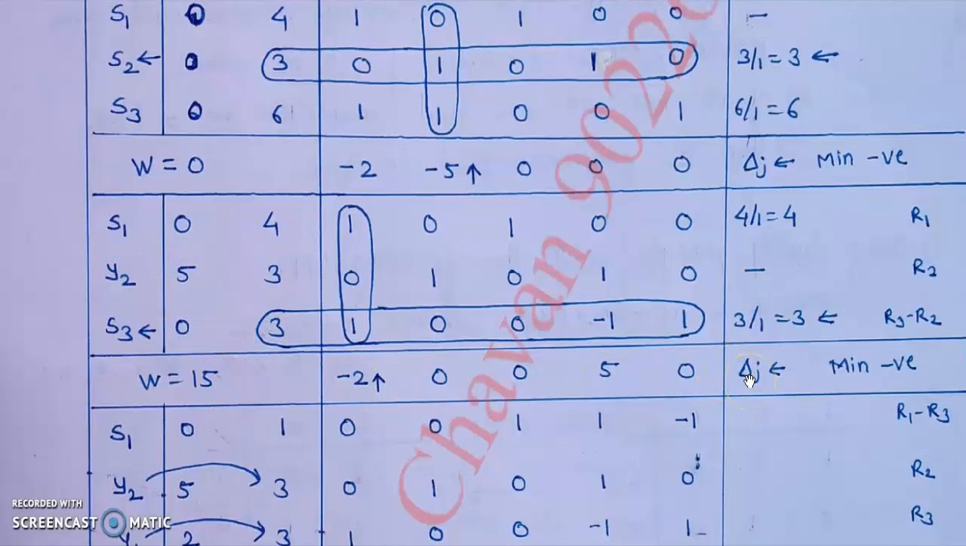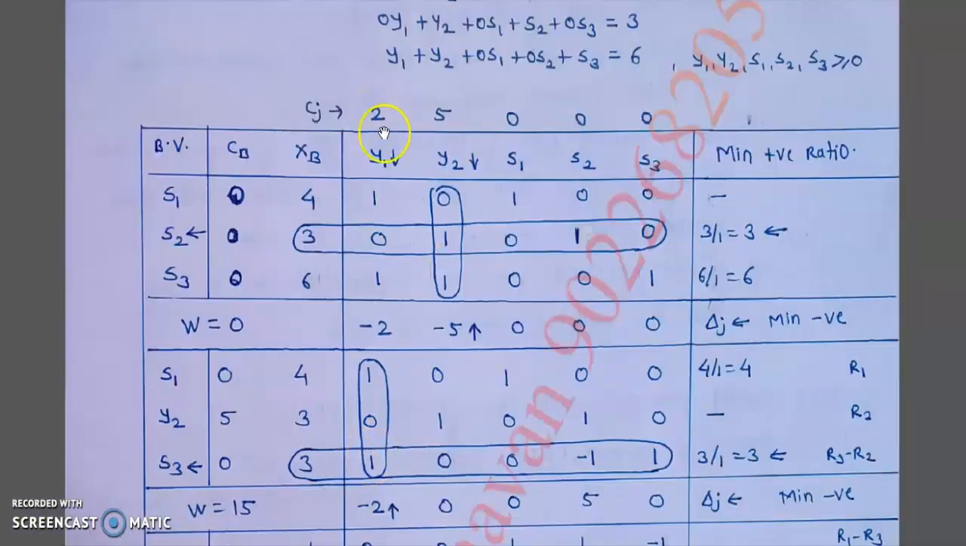Similarly, the delta j row calculation is 0 into 1 plus 5 into 0 plus 0 into 1. The total is 0 minus the top element 2, that's why 0 minus 2 is minus 2. Similarly, this 0 is obtained by 0 into 0 plus 5 into 1 plus 0 into 0. The total is 5 minus 5, which is 0. The third is 0 into 1 plus 5 into 0 plus 0 into 0. The total is 0 minus 0, which is 0. This 5 is obtained by 0 into 0 plus 5 into 1 plus 0 into minus 1. So the total is 5 minus the top element 0, that is 5 only, and similarly this 0 is obtained.